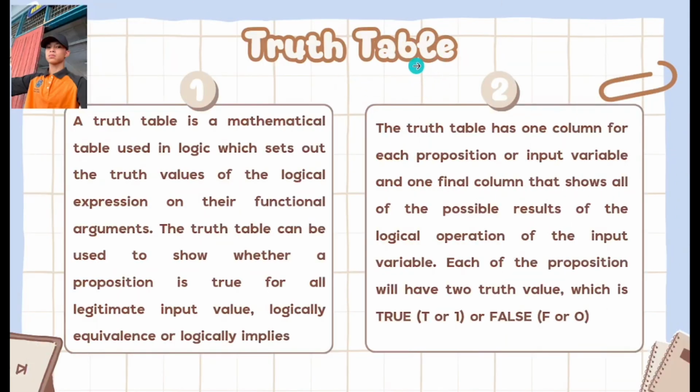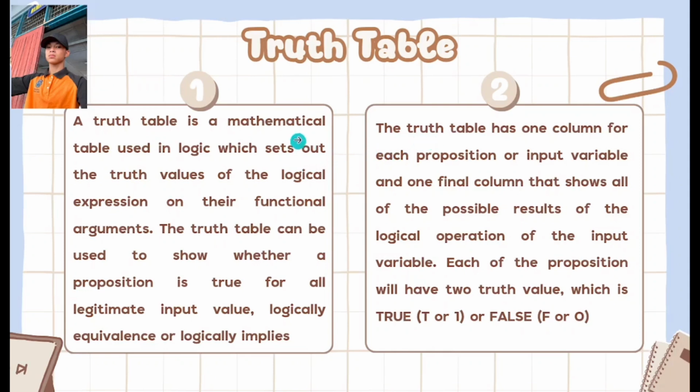And now we're going to the truth table. First, a truth table is a mathematical table used in logic which sets out the truth value of the logical expression and their functional arguments. The truth table can be used to show whether a proposition is true for all legitimate input value, logically equivalent or logically implies.